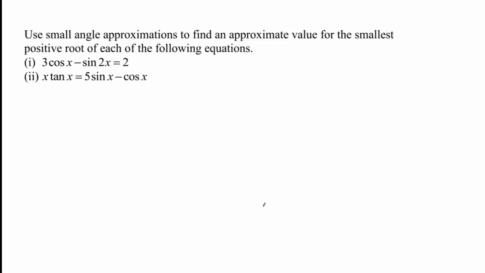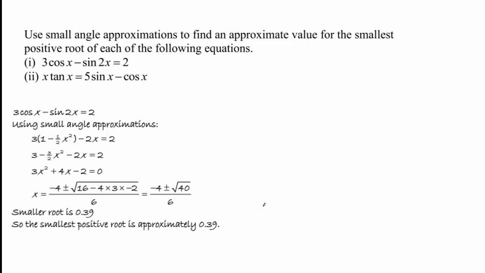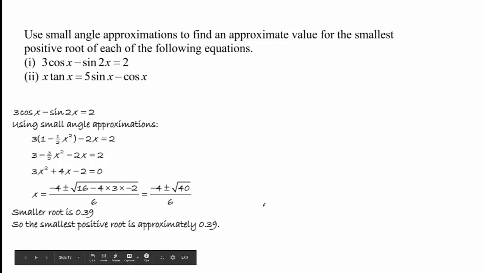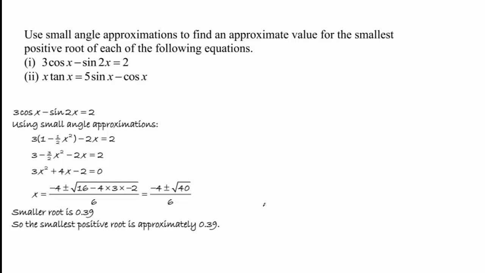So your answers this time. Replacing things out, the 3 cosx becomes 3 lots of 1 minus a half x squared, and the sine 2x becomes 2x. So that gives us a quadratic, which you can stick in the calculator or you can solve, and we get a root of 0.39.